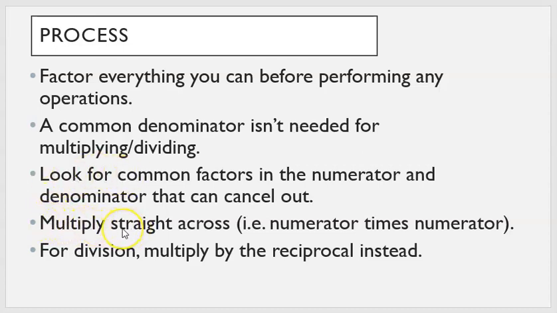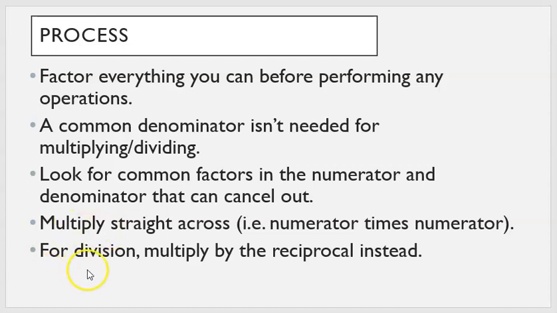Once you've canceled everything you can, you're just going to multiply straight across. And when I say that, I'm referring to you doing the numerator times the numerator and also the denominator times the denominator. Don't mix anything around, like top times bottom or from bottom to top. It's top times top and bottom times bottom.